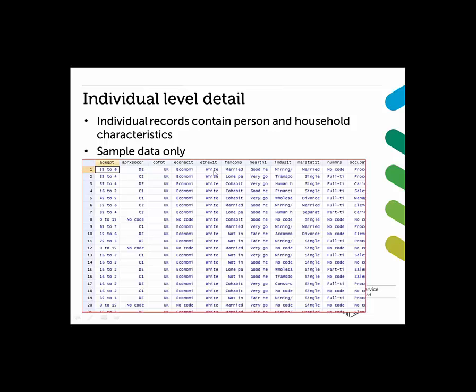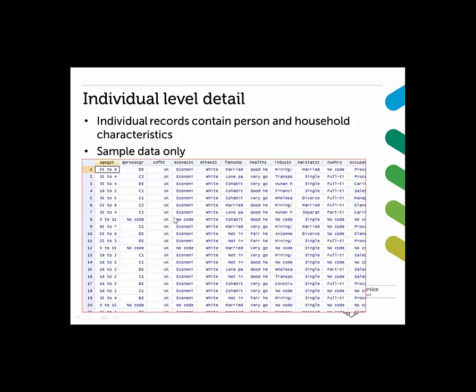And what we see here then is, instead of tables which contain counts, we have tables which contain information about particular characteristics or variables for individual respondents. So this person here is aged 55 to I think 64. Their social grade is D or E, so that's working class. They're born in the UK. I've truncated that so I can't actually see what that is. Their ethnic group is white. They're married, they're in good health, they work in mining, and so forth.